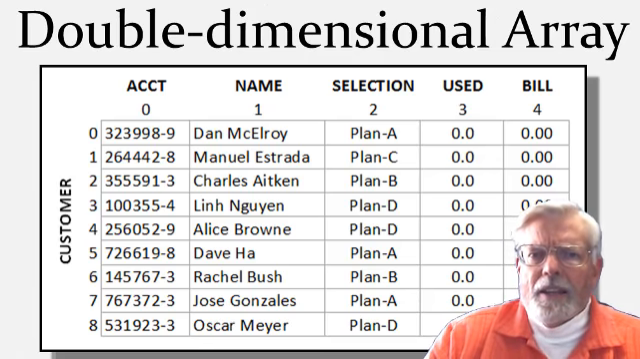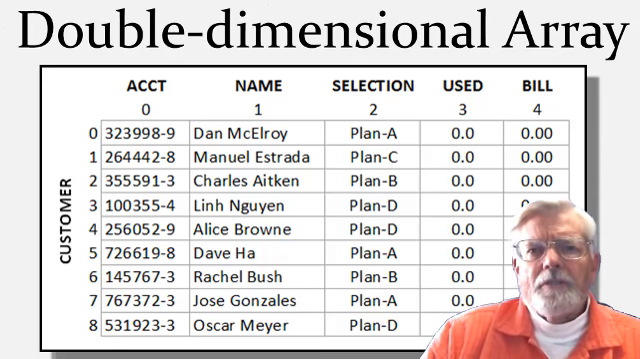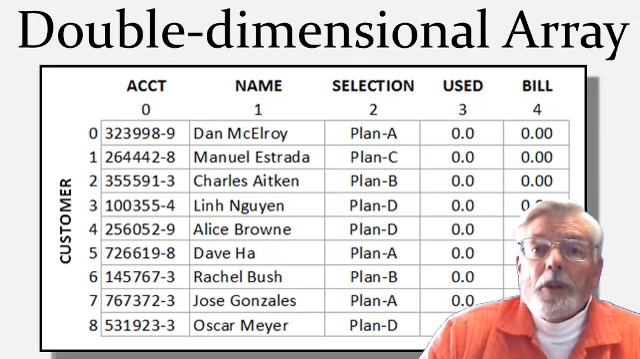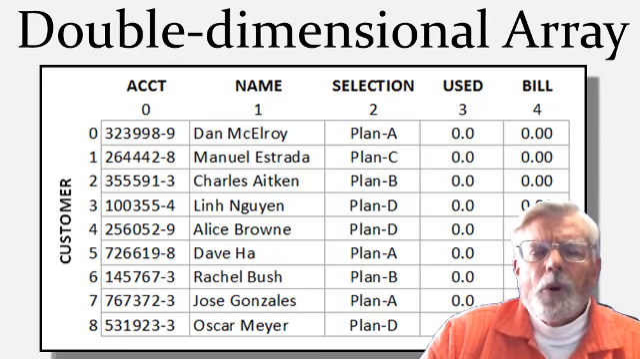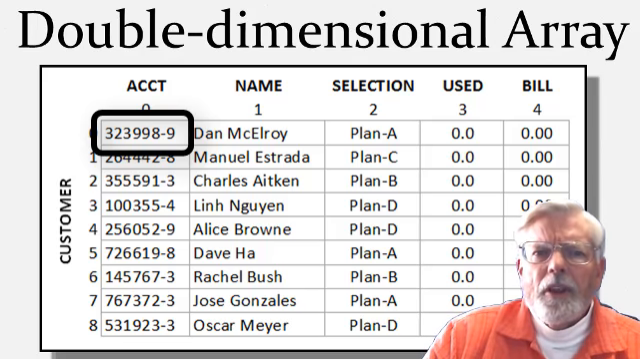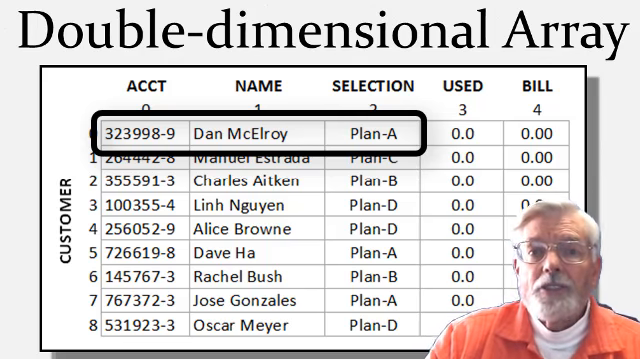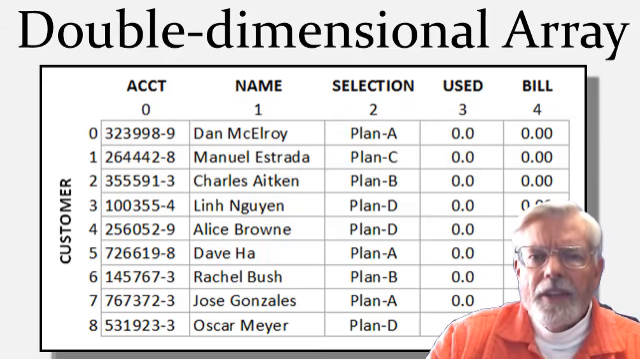The customer data is stored in a double-dimensional array of strings, although some of the information for gigabytes used and the bill could be stored as type double. Other pieces in the array must be stored as type string. There is a dash as one of the characters as part of the account number. The customer's name and plan selection are also made up of character strings. Since everything in an array must be the same data type, string was chosen.